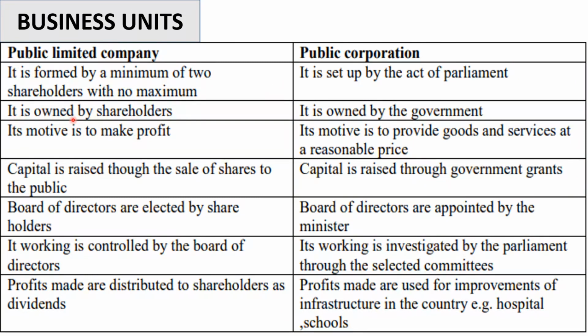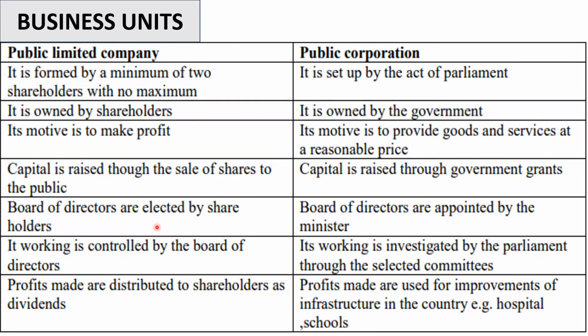A public limited company is owned by shareholders. Well, a public corporation is owned by the government. A public limited company's motive is to make profit. That's what it wants. Well, a public corporation's motive is to provide goods and services at a reasonable price to the citizens. A public limited company's capital is raised through the sale of shares to the public. Well, for a public corporation, capital is raised through government grants.